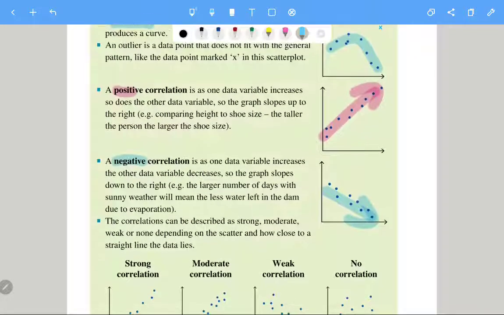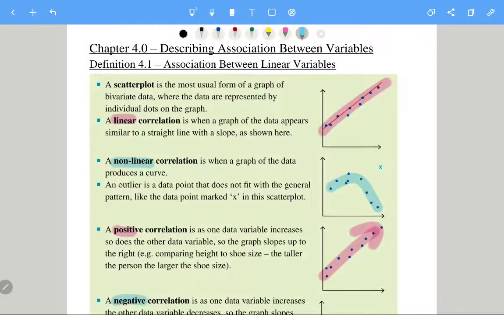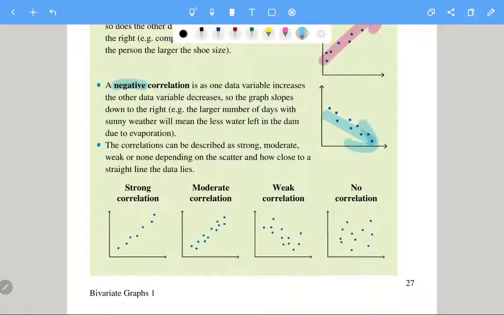Alrighty. Now, we've learnt linear, non-linear, positive, negative, and now we need to talk about correlation strength: strong, moderate, weak, or no. So these words are to do with how much like a line it looks. Does it look pretty much like a line? It looks quite like a line. It looks like a line, but it's not great. Or is there no line to be found? So that's really the idea behind these different levels of correlation.